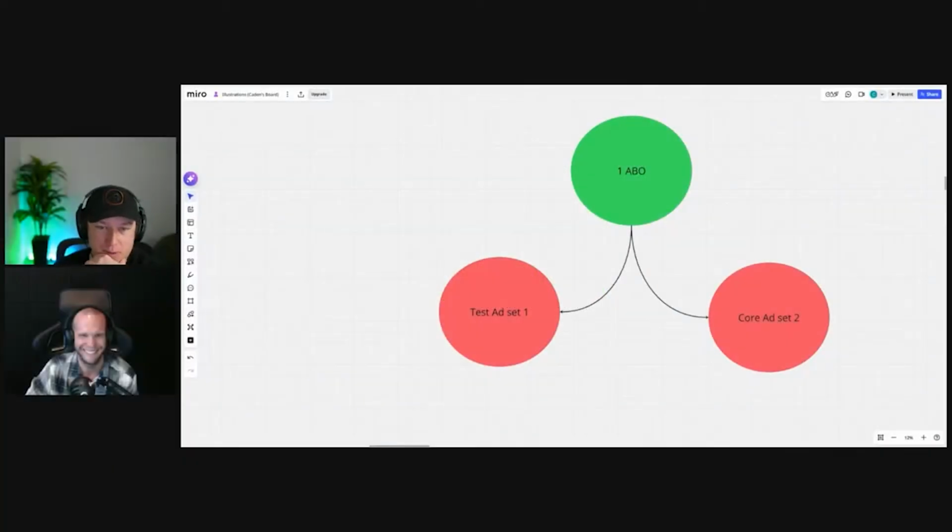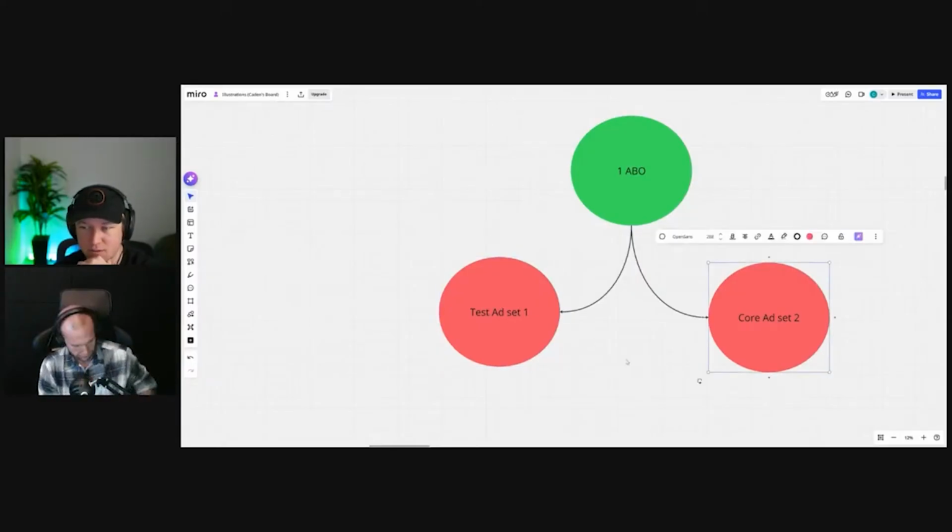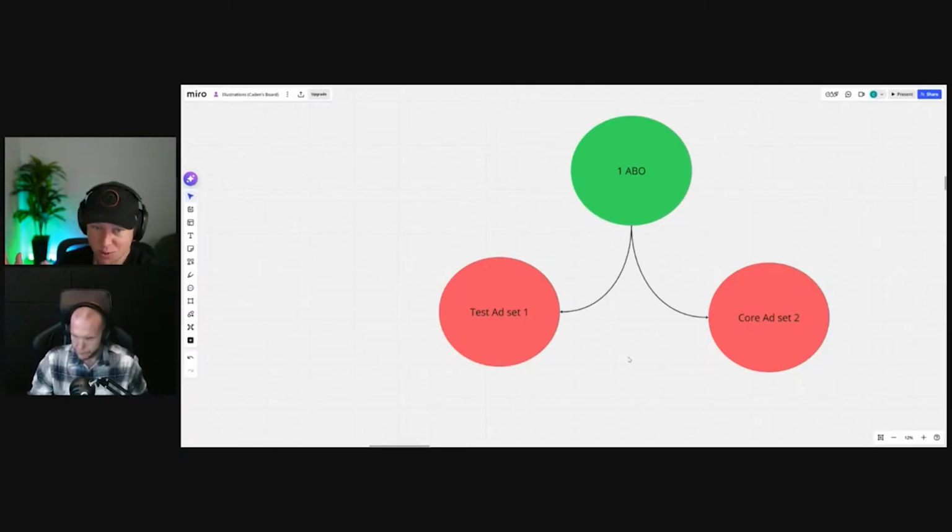A lot of times people will say, and I've seen this, this is very common in the space, you have one ABO campaign and then you have a test ad set and then you have a core ad set. And so it's one of those questions of, do you force spend into the test ad set or do you just add the creative to the core ad set? To keep it short, we add the creative to the core ad set. We don't push it into the test ad set in this scenario.